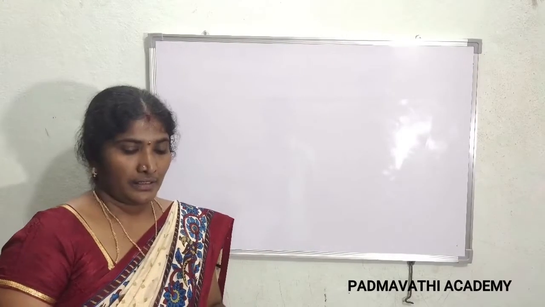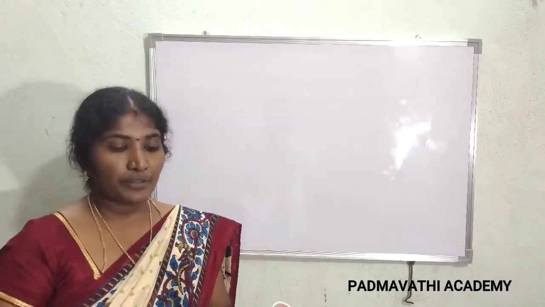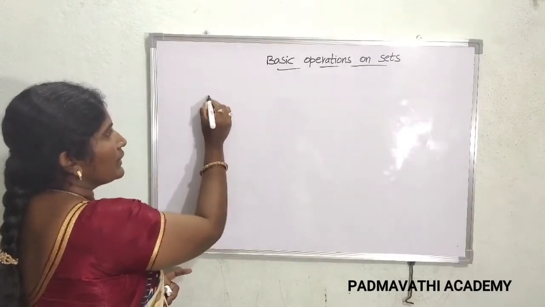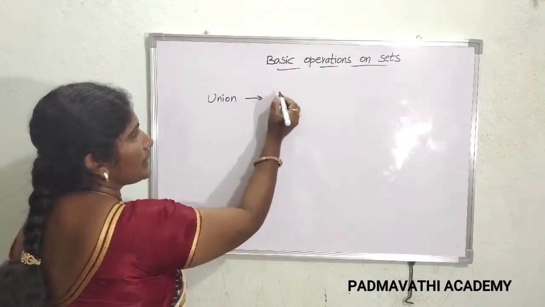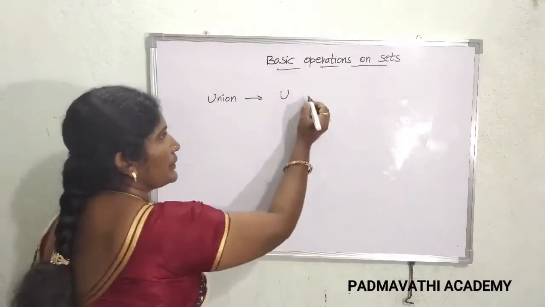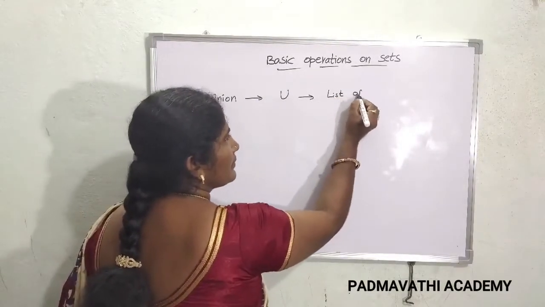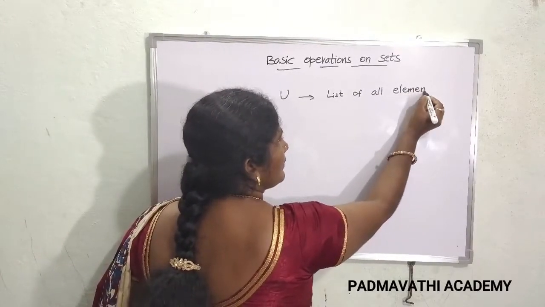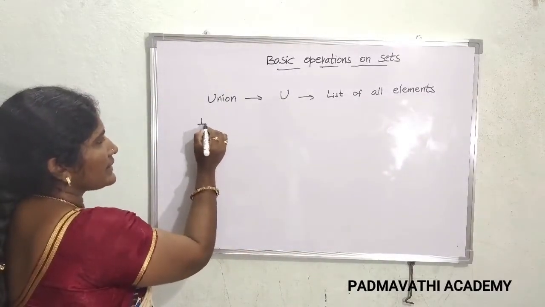Students, in previous class we completed exercise 2.1. Today we will discuss basic operations on sets. First basic operation is union. Union is represented by U. Union means list of all elements.